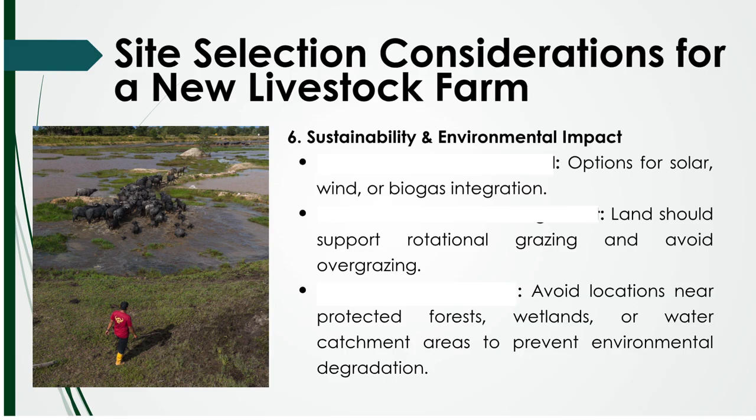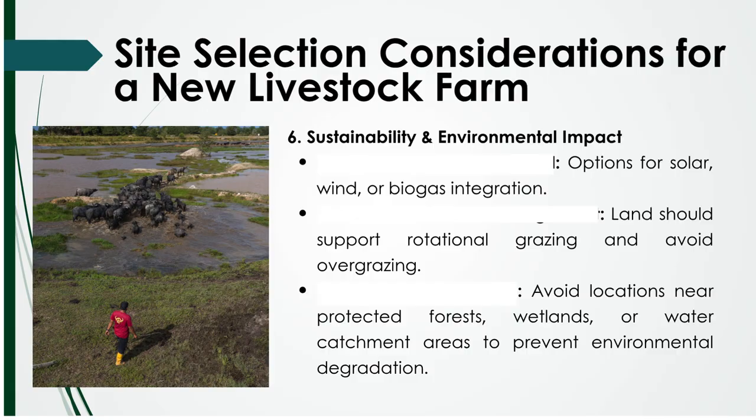Nowadays we use renewable energy, with options for solar, wind, or biogas. Biogas is not really popular in Malaysia or Southeast Asia. But certain countries like India and other Western countries use biogas integration for their farming. But solar is the most popular way to generate electricity.